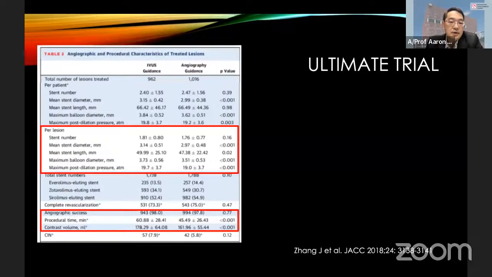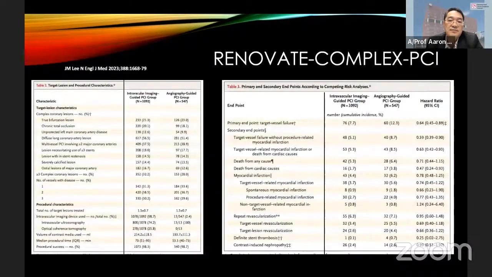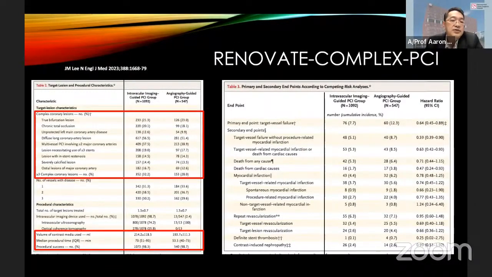but it has some disadvantages as well: the success rate is the same, but you have more procedure time and contrast volume. The primary composite outcome is beneficial, but when you look at the individual endpoints, none of them actually reach significant benefit. And so the problem is whether it is cost effective to use IVUS for every patient, because in this trial, out of 100 patients, with 5.4 minus 2.9, only two to three patients actually benefit from the use of intravascular imaging. The RENOVATE-COMPLEX-PCI, again, shows that it increased the volume of contrast as well as procedure time.